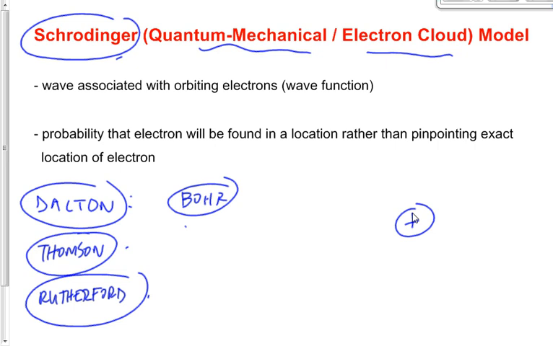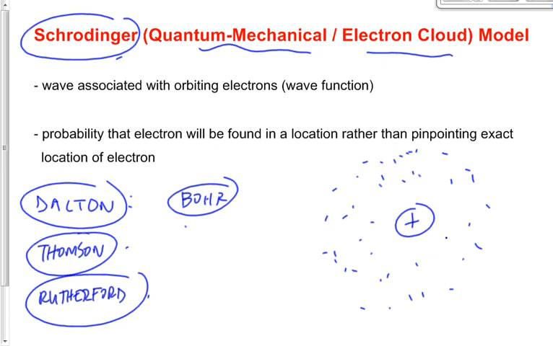Rutherford said they can orbit around wherever they want. Bohr said it's here. It's right here. The quantum mechanical model says, yeah, hold on a second. You can't say it's right here because it doesn't really have a particular spot per se, because it's orbiting around in a wave. It's kind of orbiting around somewhere within a cloud, hence the electron-cloud model of the atom.